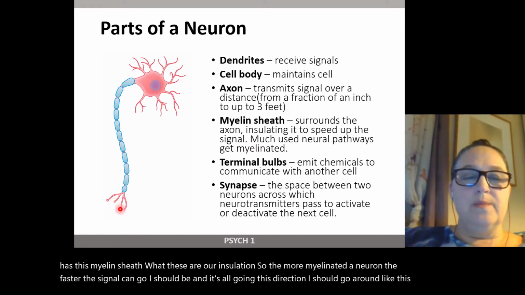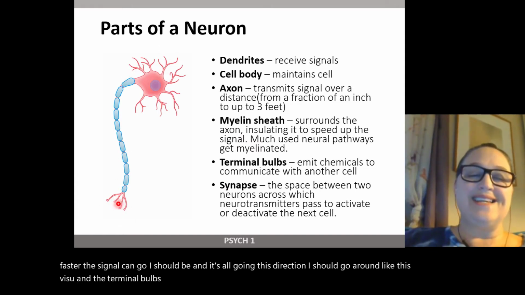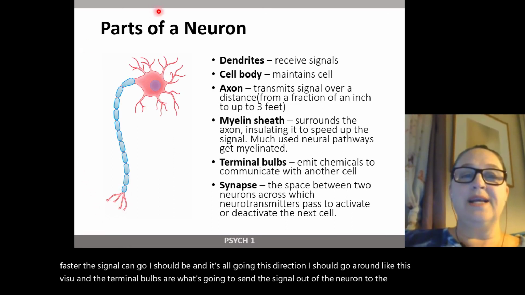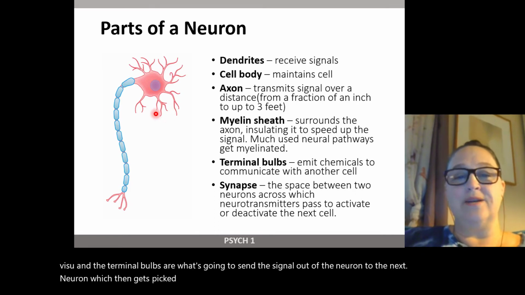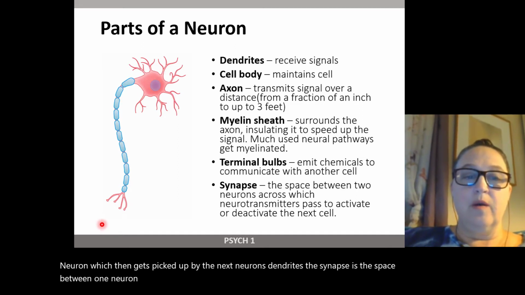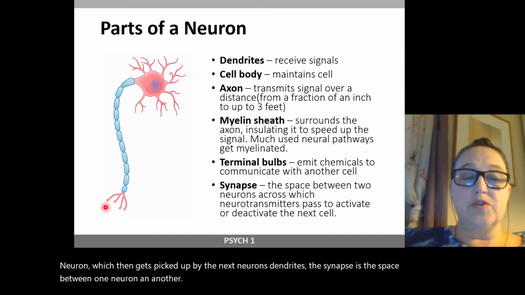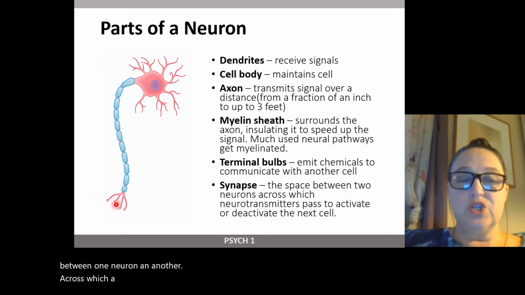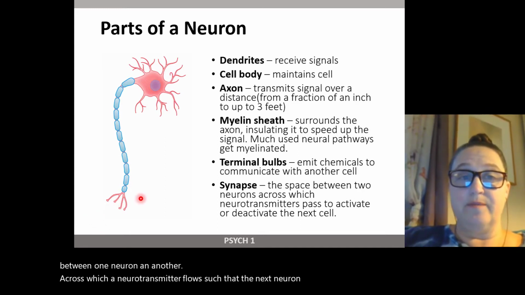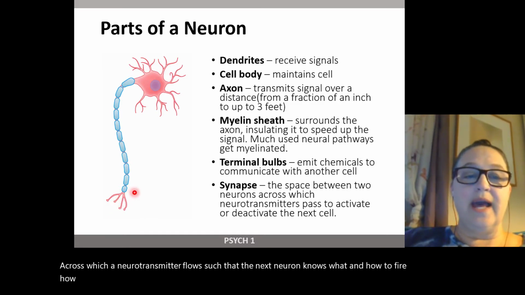The terminal bulbs are what's going to send the signal out of the neuron to the next neuron, which then gets picked up by the next neuron's dendrites. The synapse is the space between one neuron and another, across which a neurotransmitter flows, such that the next neuron knows what and how to fire. So we're going to look at it again.